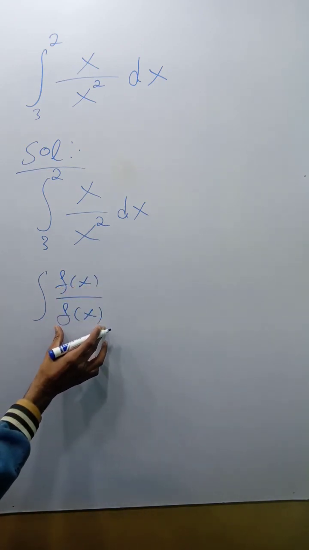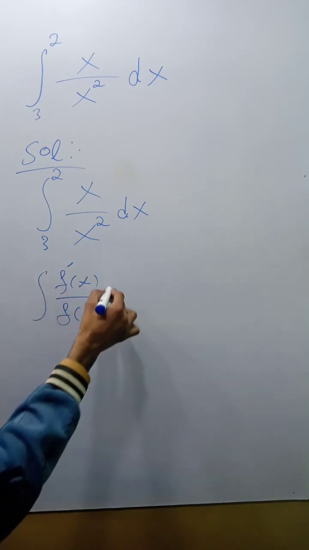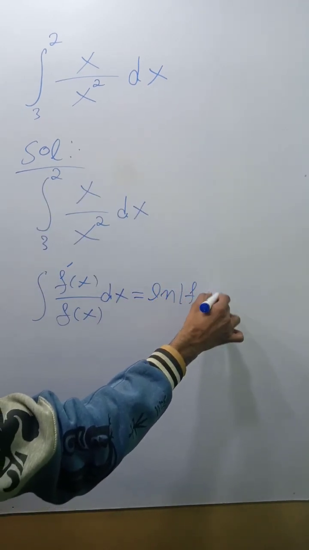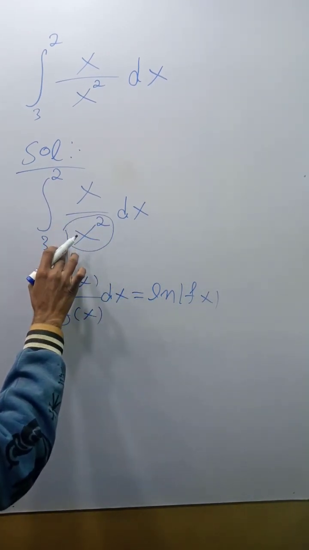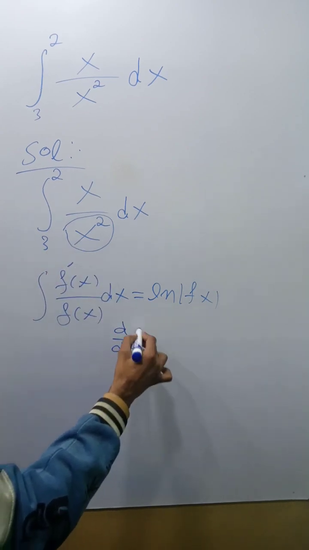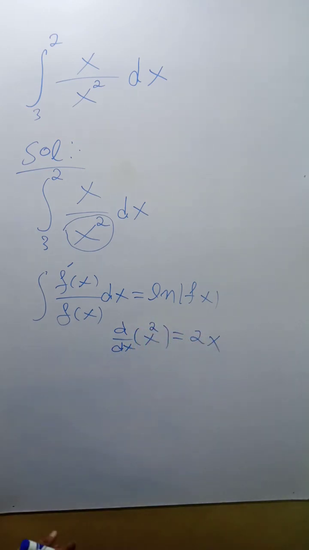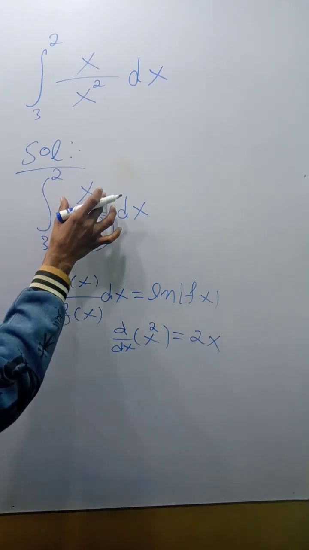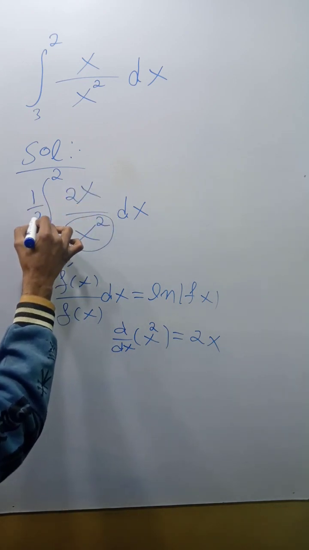in the denominator a function is given and in the numerator its derivative is given, then its integration will be equal to the natural log of f of x. Same here, in the denominator x square is given and the derivative of x square is 2x. So we have to make the derivative of the denominator in the numerator. In the numerator x is available, so we have to multiply by 2 and divide by 2.